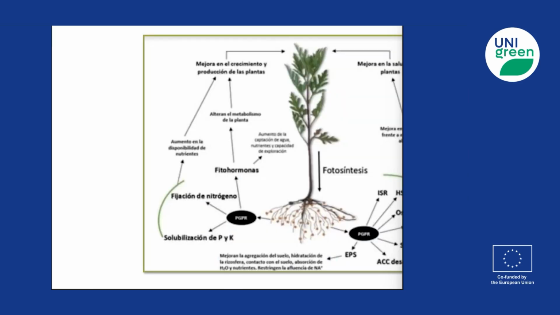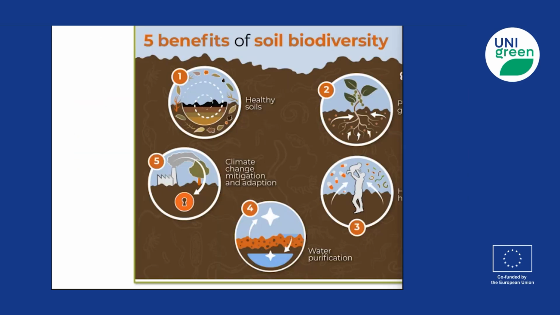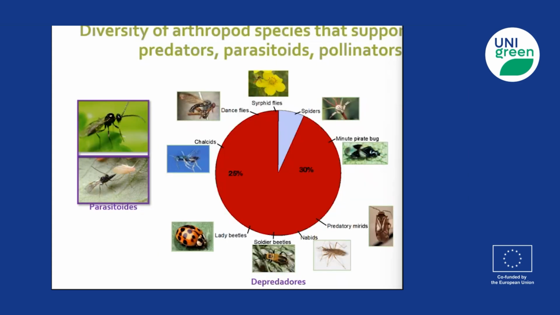So we have here different organisms that solubilize, this is in Spanish also, fix nitrogen, solubilize phosphorus. Also, they produce phytohormones, and so we can have all the conditions. But we are going to see more later. Here are the 5 benefits of soil biodiversity: healthy soil, climate change, water purification, human health, and plant growth. I think this is a kind of nice summary of the benefits of the soil microbiology.